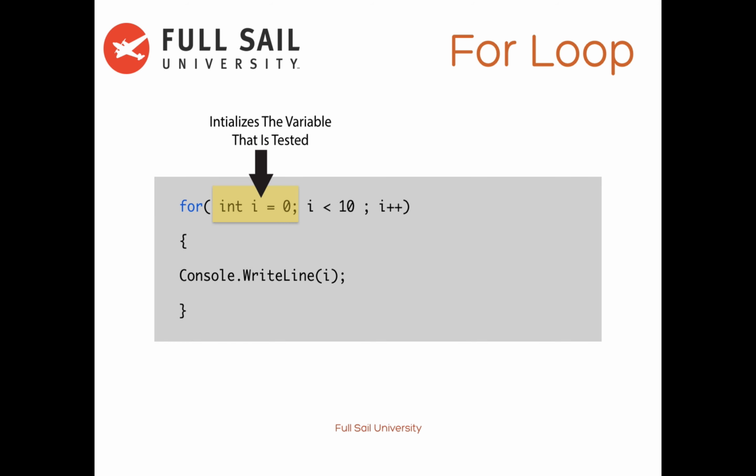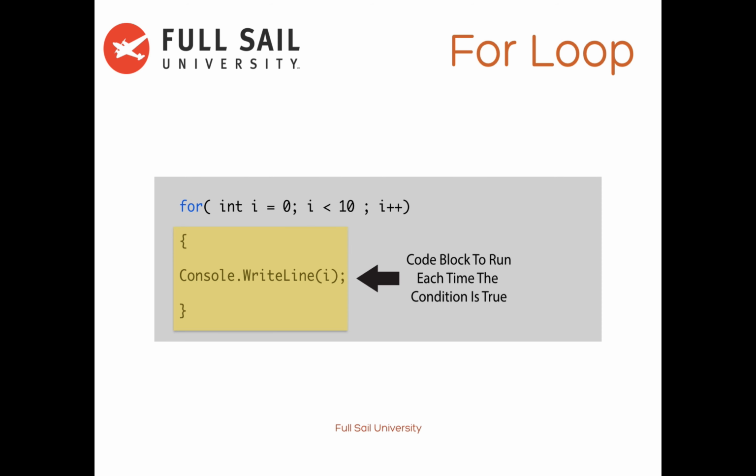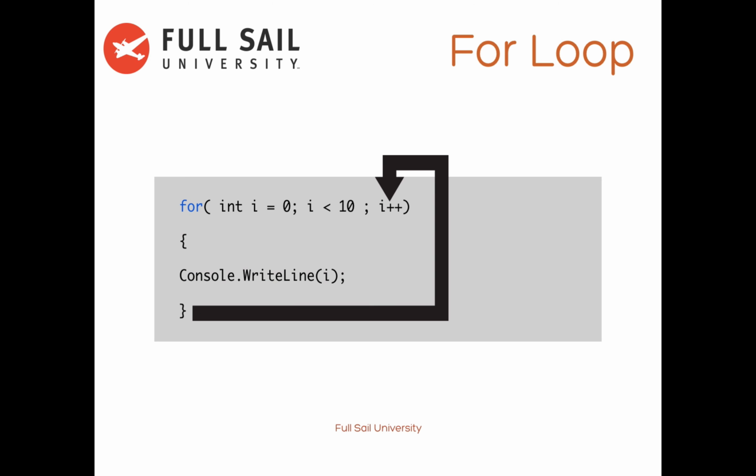so an int I equals 0. Then we separate these by semicolons. Next comes the condition, I is less than 10. Then we have I++, which is the increment of change. And of course, in between the curly brackets, we have the code block to run each time the condition is true. After the code block runs, we come to the closing curly brace.